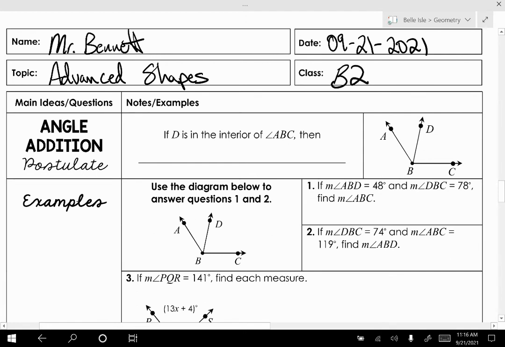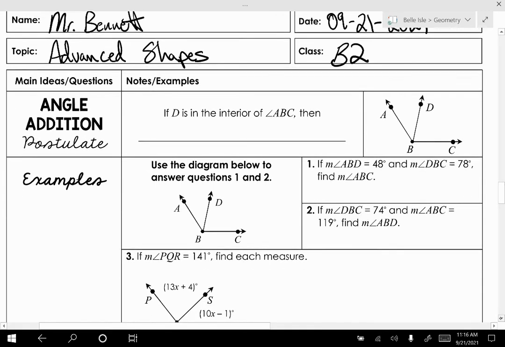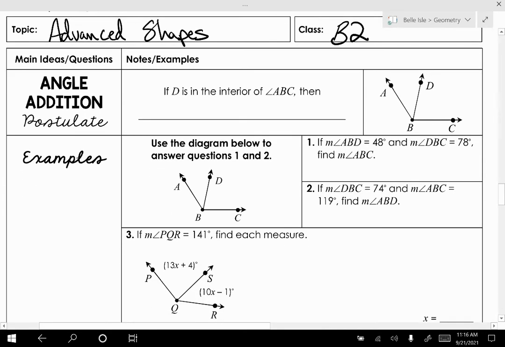Okay, now we are working on the angle addition postulate. Now we are not just looking, we are going to have to do some math. If D is in the interior of angle ABC, then the angle addition postulate would say that angle ABD plus angle DBC would equal what? Would equal angle ABC.